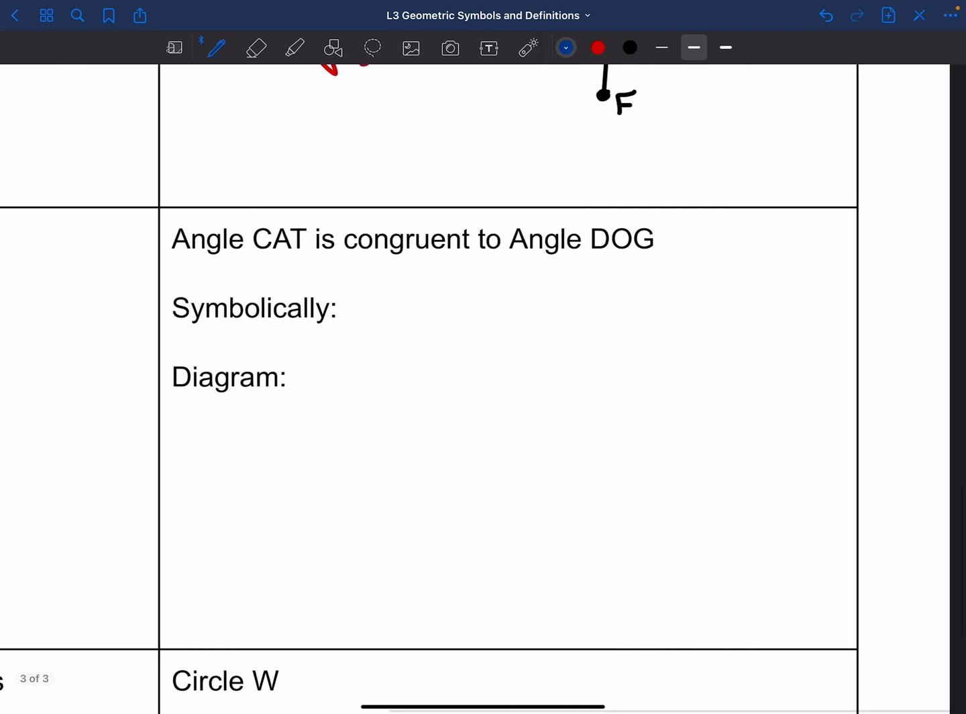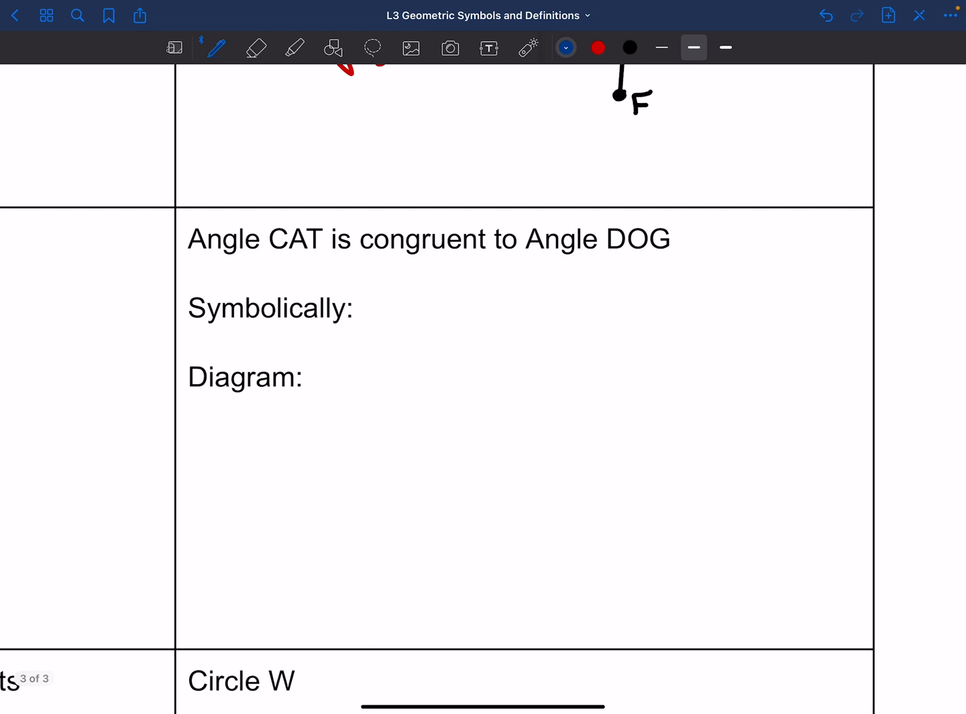Again, if you haven't tried one, pause here. Try this one out. Try and see if you can get angle CAT to be congruent to angle DOG. Spoiler alert, it's kind of what we did earlier. Let's run through this real quick. Angle CAT would look like this symbolically. If we're congruent, just like the last one, we do the squiggly equal sign. And then angle DOG, just like that.